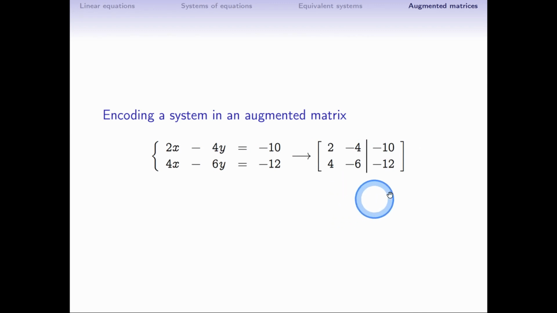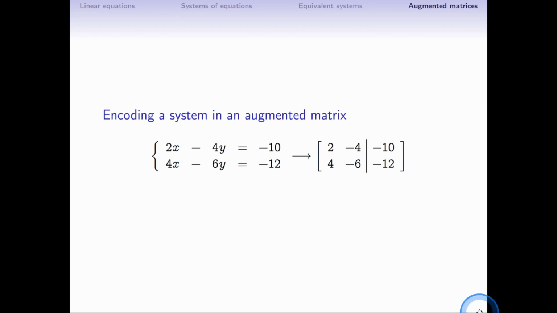To unencode this, to take the augmented matrix and reverse the encoding, is simply to take these as the coefficients of x and y, and these as the constants. So if I see this first row, I can read that simply as 2x minus 4y equals negative 10, and 4x minus 6y equals negative 12. So I can take a system and put it into an augmented matrix, and I can take an augmented matrix and retrieve the system from which it came.